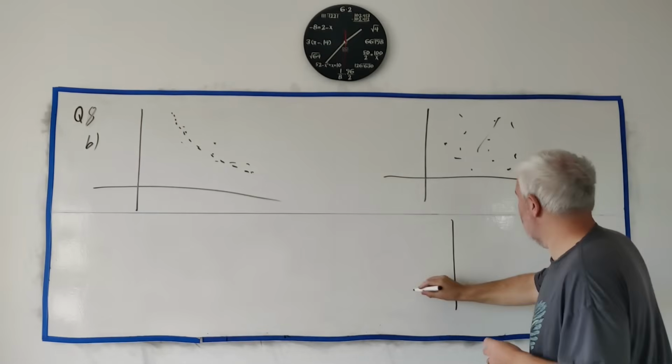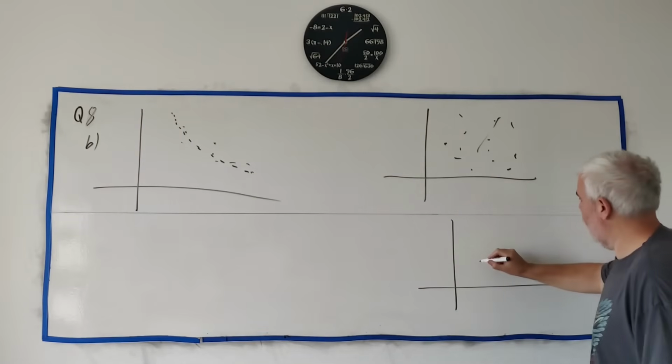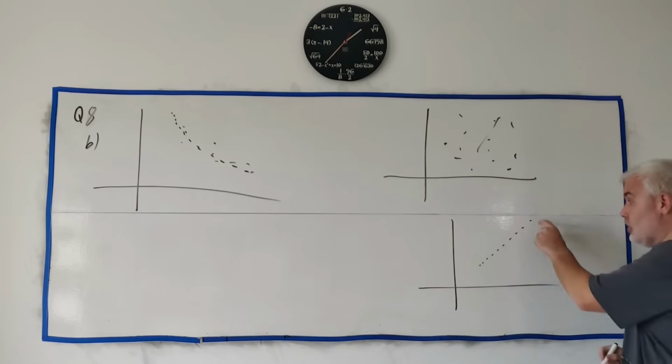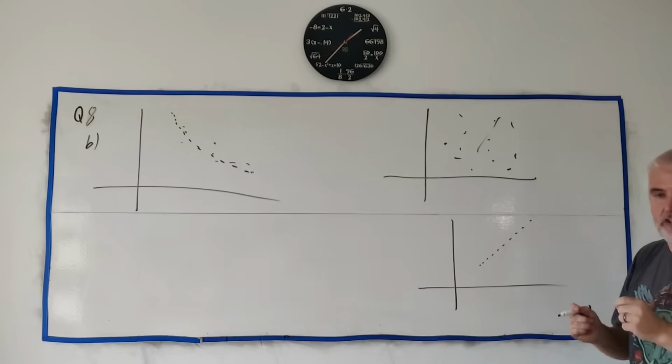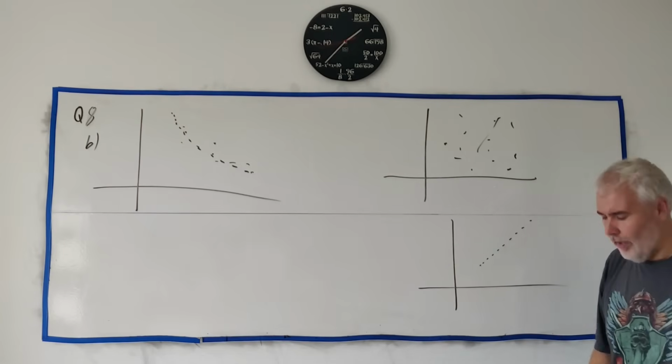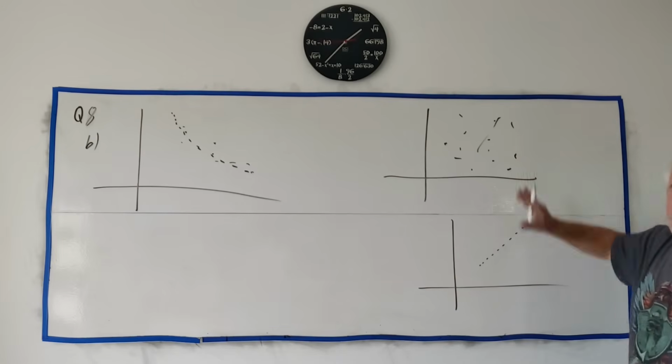And here's one that's really strong. That's already quite strong. That's practically a straight line. A straight line is very strong. Anything that looks a little like a straight line is quite strong. This is strong, this is weak.